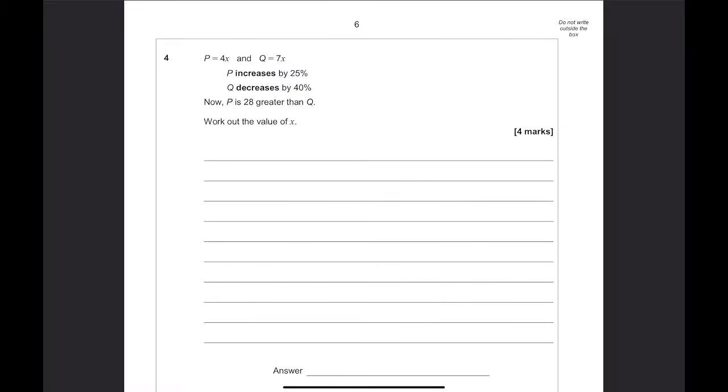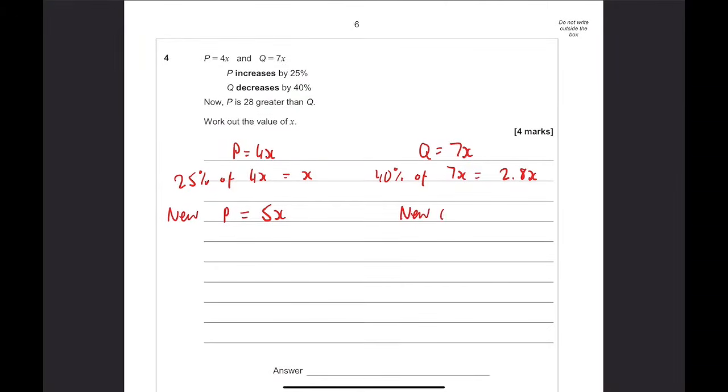Question 4, P equals 4x, Q equals 7x. P increases by 25%. So if P equals 4x, 25% of 4x is just x. So the new P is going to be 5x, and Q equals 7x, which decreases by 40%. So 40% of 7x is going to be 2.8x, which means that the new Q is going to be 7x minus 2.8x, which is going to be 4.2x.